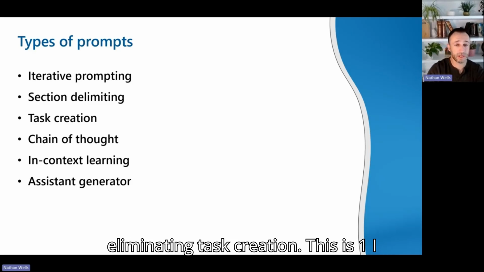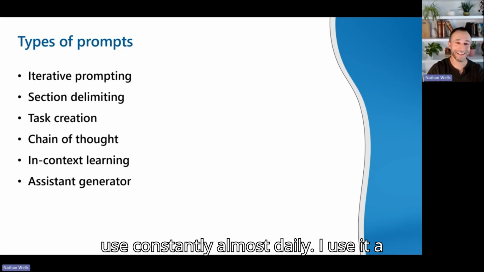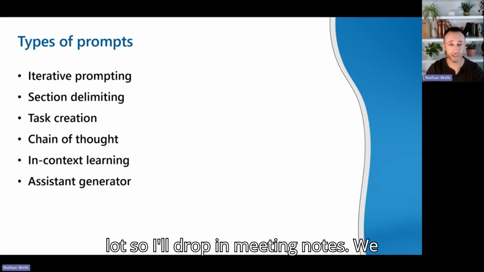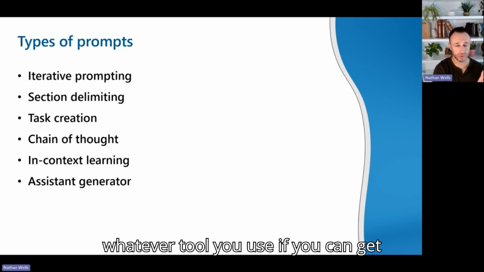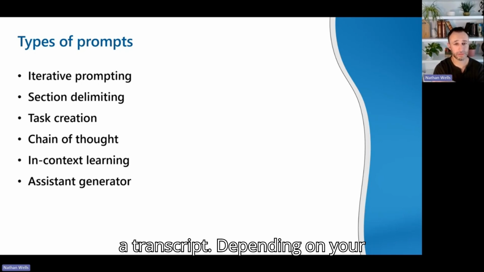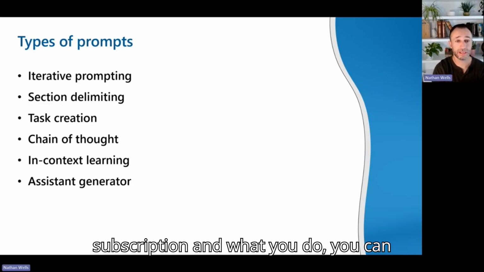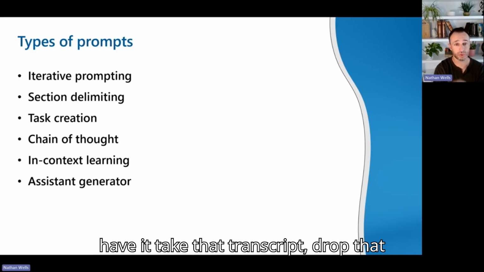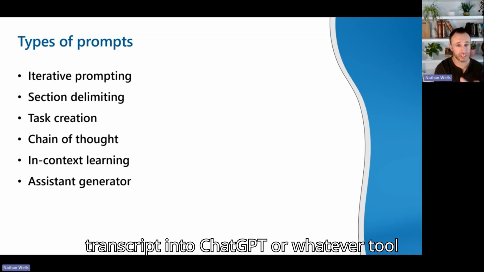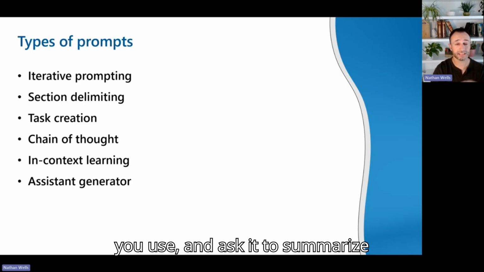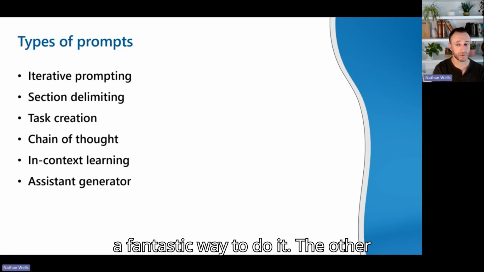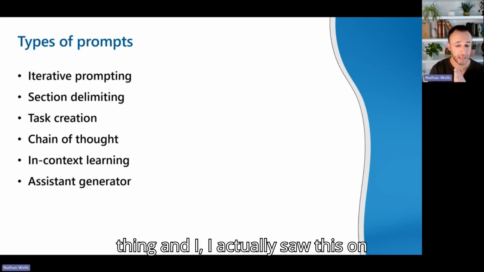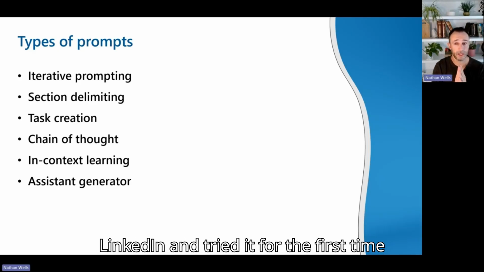Task creation. This is one I use constantly, almost daily. I use it a lot. So I'll drop in meeting notes. We use Microsoft Teams, but think of Zoom or whatever tool you use. If you can get a transcript, depending on your subscription and what you do, you can have it take that transcript, drop that transcript into ChatGPT or whatever tool you use, and ask it to summarize and give tasks. It's a fantastic way to do it. The other thing, and I actually saw this on LinkedIn and tried it for the first time and was really impressed by it.